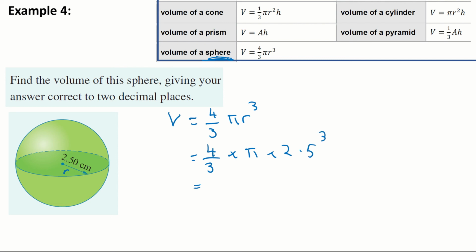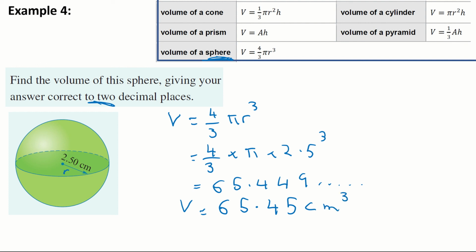Put that all in the calculator and we get 65.449 and so on. Check it's 2 decimal places, which it usually is. And make sure you round it up correctly. And the final one is cubed again. So all of these should be fairly straightforward, there's no tricks to them.